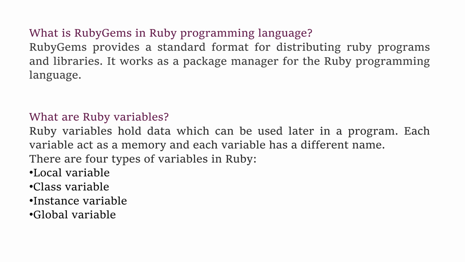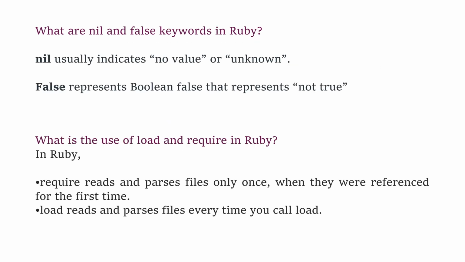And next question is, what are Ruby variables? These hold data which can be used later in the program. Each variable acts as a memory location and each variable has a different name. There are 4 types of variables in Ruby: local variables, class variable, instance variable, and global variable. Then what are nil and false keywords in Ruby? Nil usually indicates no value or unknown value, and false represents the Boolean false, that is, true or false, that represents not true.